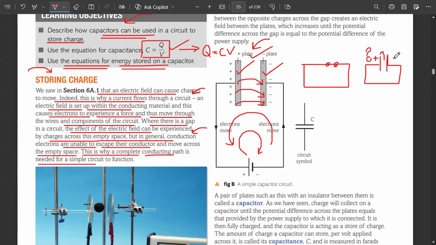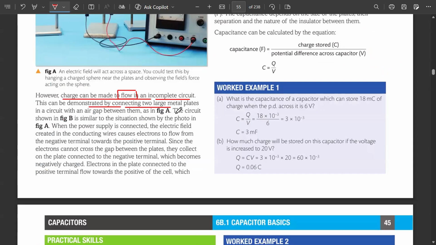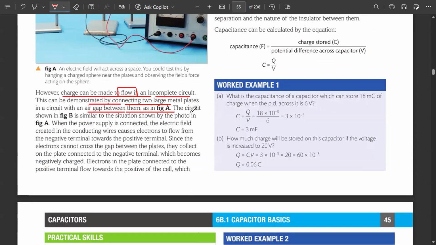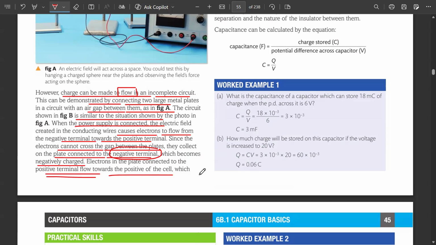Because one of the plates is positive, the other is negative, charge is going to jump across from one plate to another. Because there is a gap between them, you have to overcome that gap. And that circuit shown is very familiar to the situation shown by the photo as well. When the power supply is connected, an electric field is created in the conducting wire that causes electrons to flow from the negative terminal towards the positive terminal. And since the electrons cannot cross the gap between the plates, they collect on the plate connected to the negative terminal, which becomes negatively charged. And then the electrons in the plate connected to the positive terminal flow towards the positive of the cell.